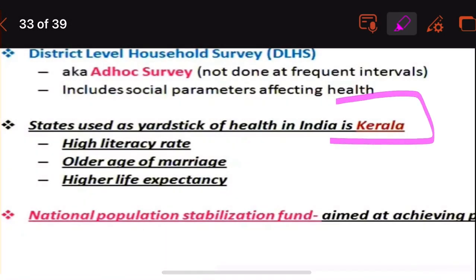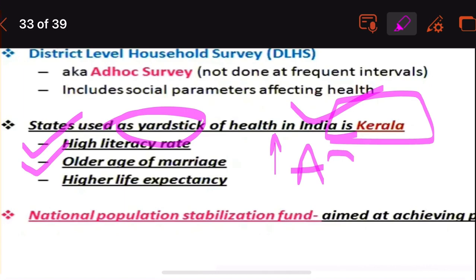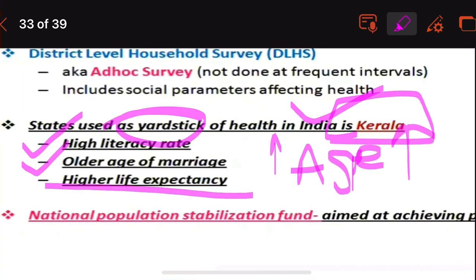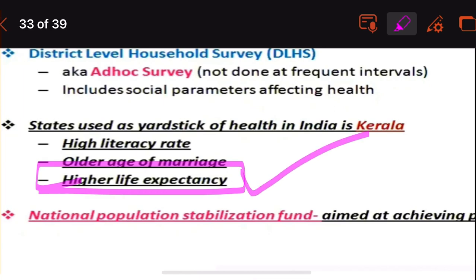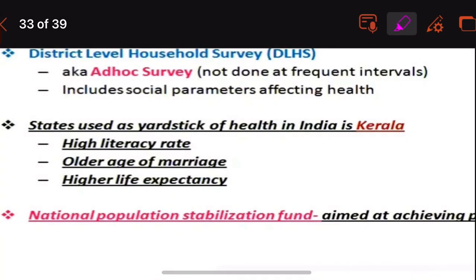Why did they select Kerala as a yardstick for conducting these surveys? It is because of the high literacy rates in Kerala, and also the older age of marriage. The age of marriage has increased in Kerala, and the life expectancy is quite high because they are very literate. Early diagnosis and treatment are taken, and maintenance of health will also be good. So higher life expectancy is observed, with a high literacy rate and older age of marriage.